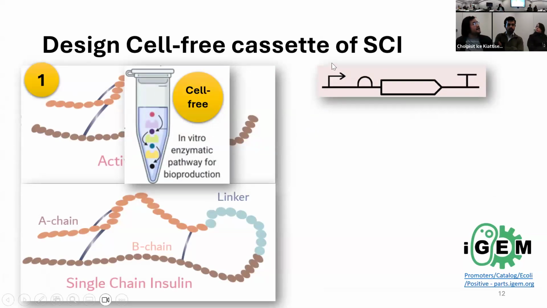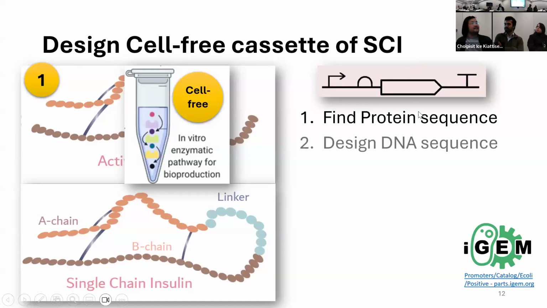So if we were to work on this single chain insulin, what should we do? The thing that you have to do first is find the protein sequence of this single chain insulin if you were to work on it. It's not trivial, we're going to do it together. Two, you have to design the DNA sequence. When you have the protein, you can't order a DNA synthesis for it right away, right? You have to do the reverse translation into the DNA that can express this thing.